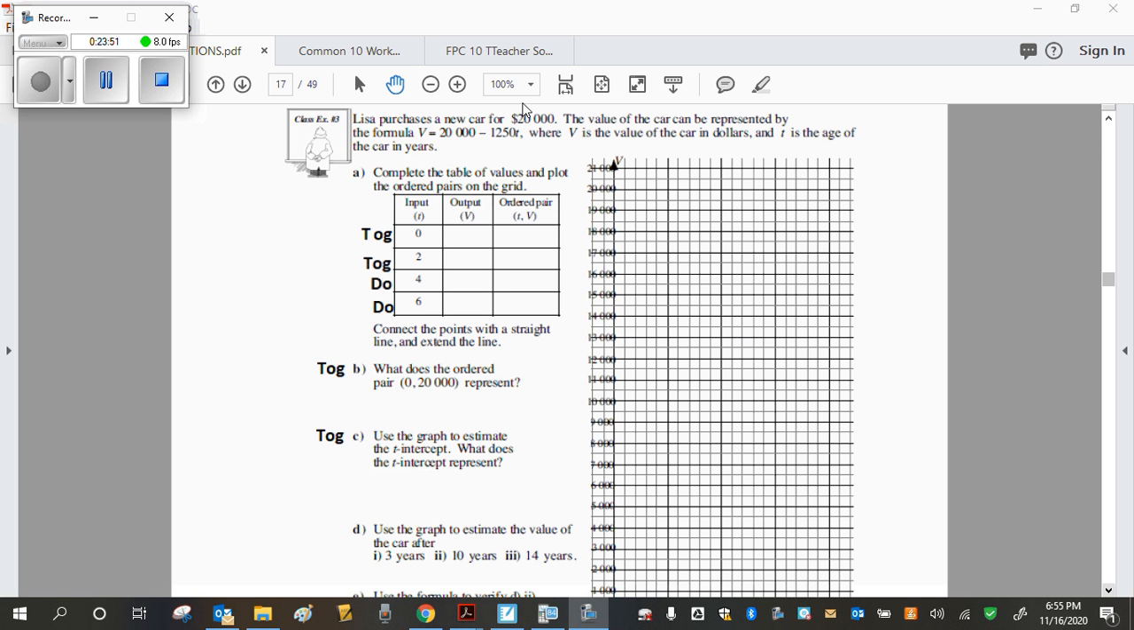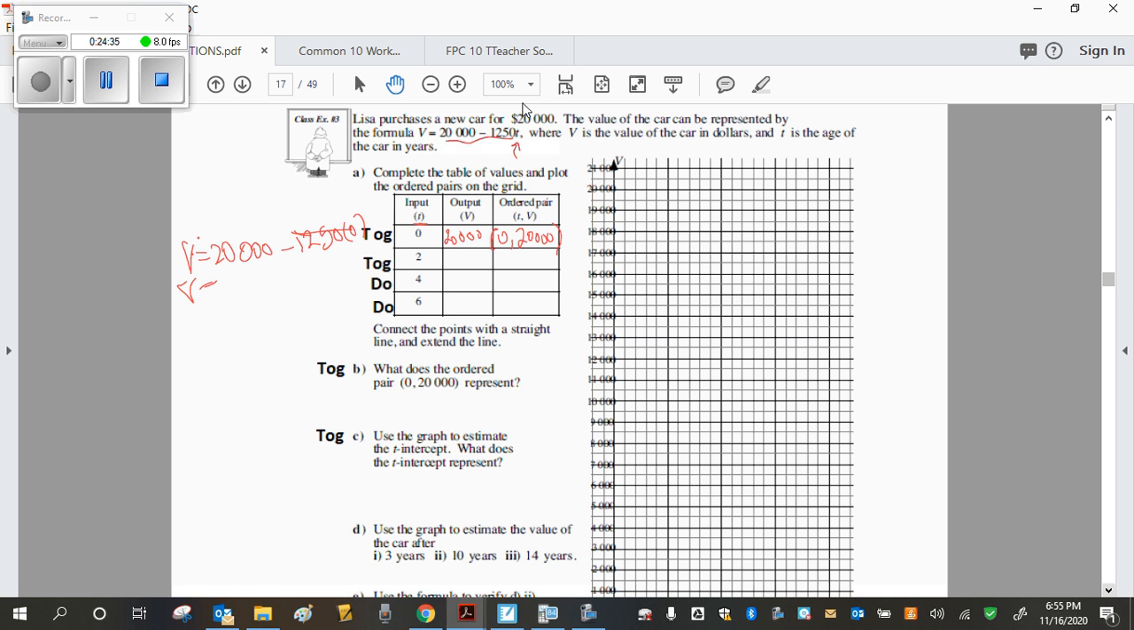Okay, back to math. So we have to substitute in this formula for T. You can see that the input is T. And we sub in 0 for the first one. So V equals $20,000, I'm getting it from this formula here, subtract 1,250. And in this case, T is 0, and anything times 0 is 0. So the output is 20,000. What point is that? 0, 20,000. Let's go ahead and write that down.